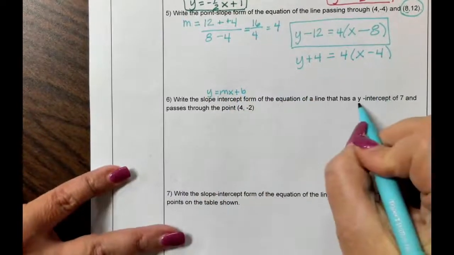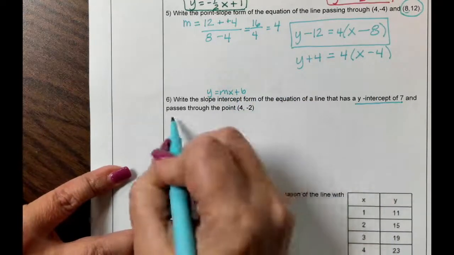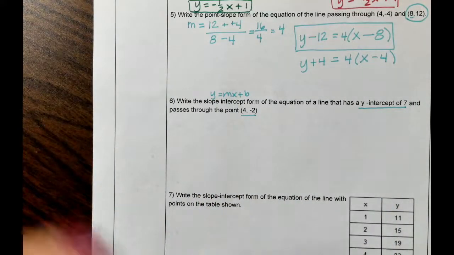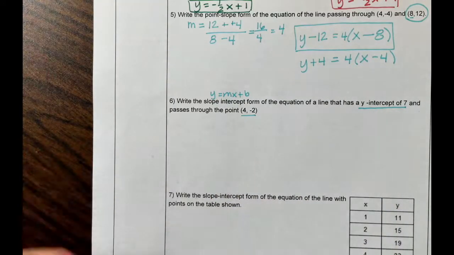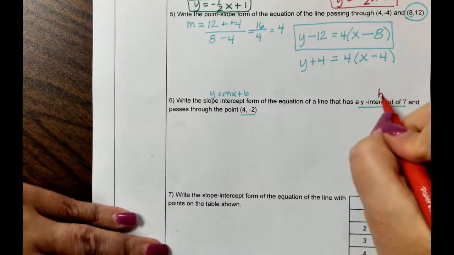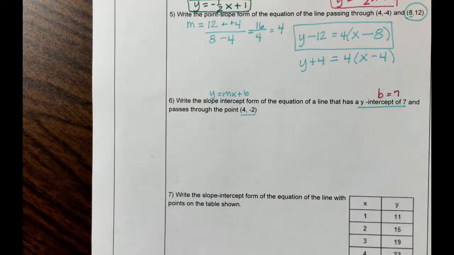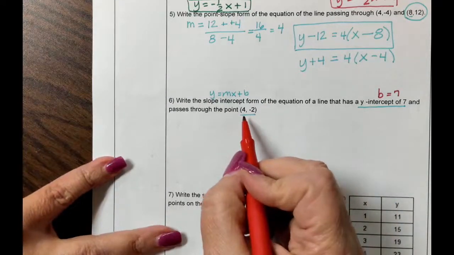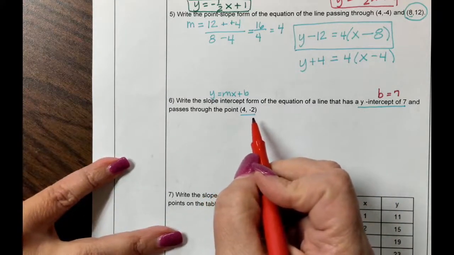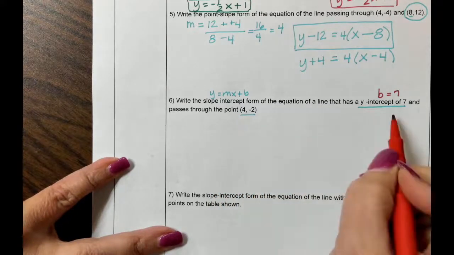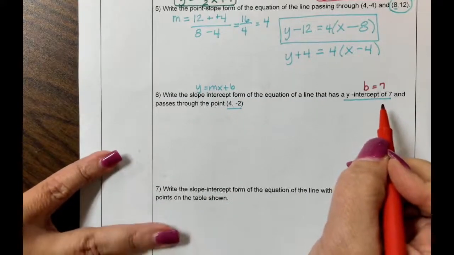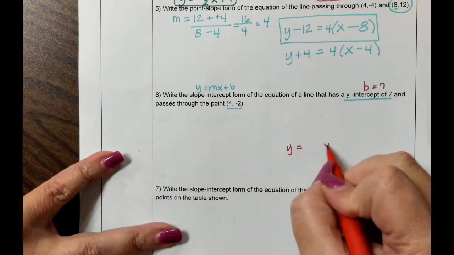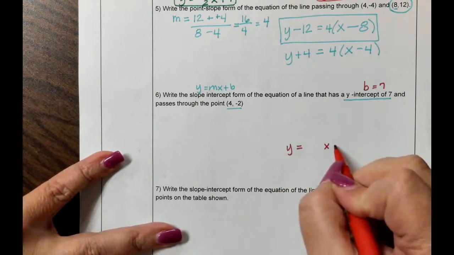Again, that is y equals mx plus b of the equation of a line that has a y-intercept of 7 and passes through the point (4, negative 2). It doesn't look like it because of how it was written, but the y-intercept is the b. It is 7. It passes through the point (4, negative 2), so we need a slope. That's what we're missing. We know our y-intercept, so it's going to be y equals mx plus 7, something x plus 7, but we need the slope.